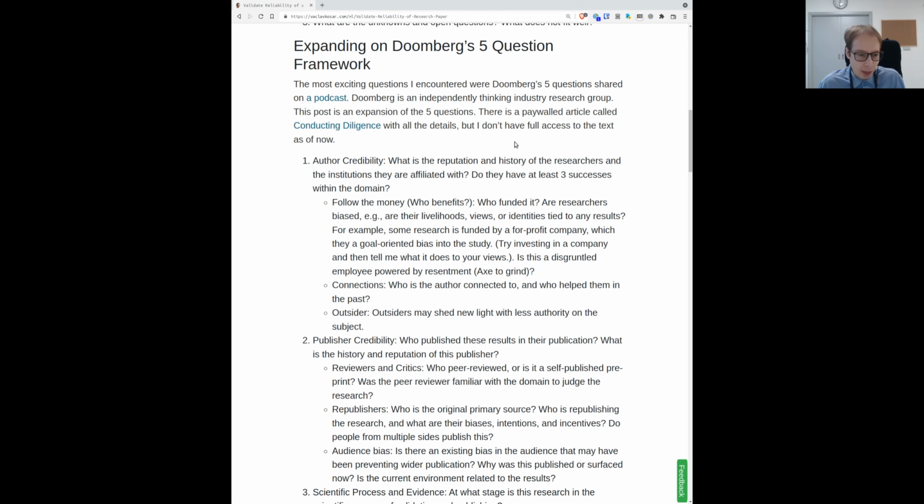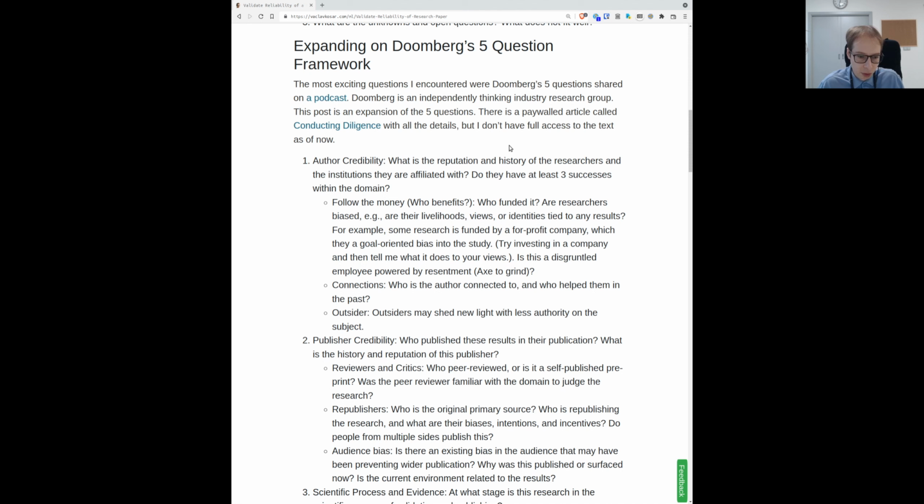We can ask about the author's credibility. What is the reputation and history of the researchers and the institutions they are affiliated with? Do they have at least 3 successes within the domain already previously accomplished?